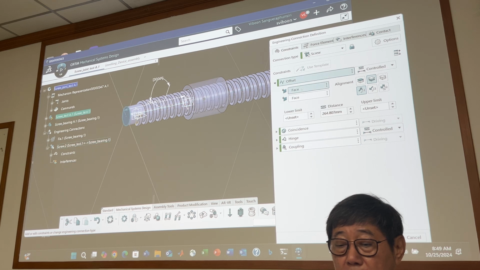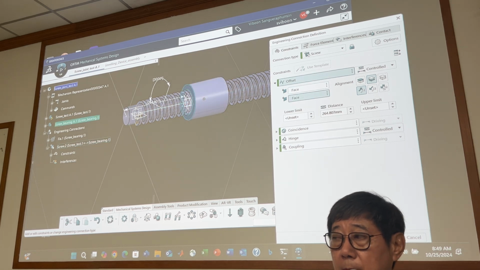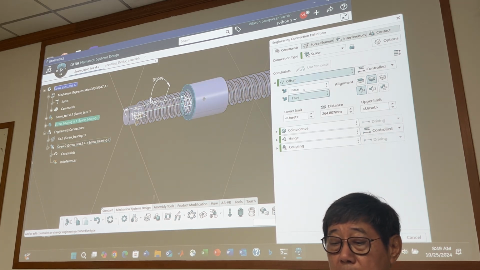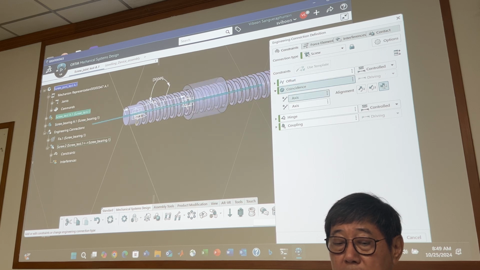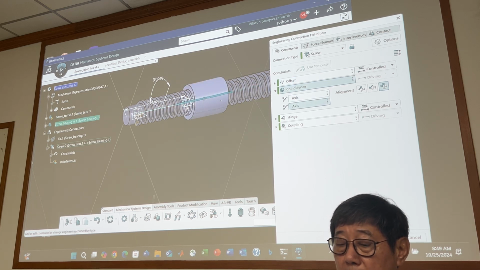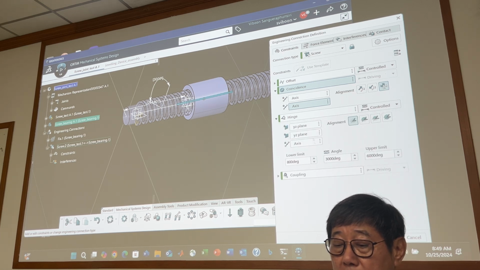Okay. This space and this space, right? Okay. Coupling, right? This one and this one. Offset is the control anyway, right? And coincident is the axis of the screw and the axis of the bearing. Okay. The third one, hinge, is the angular of this bearing.